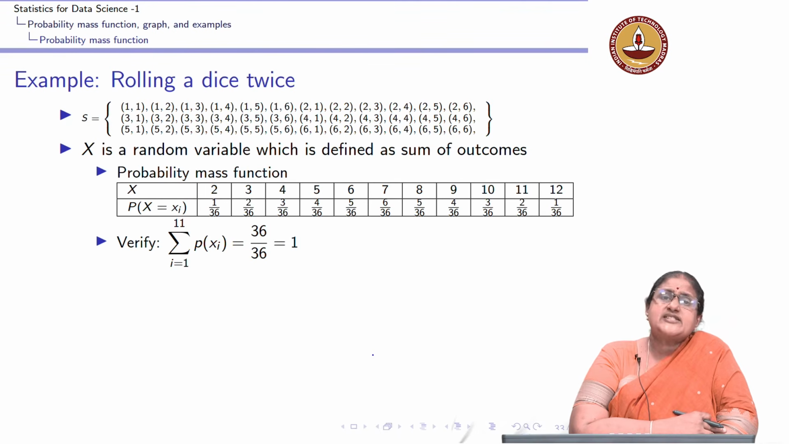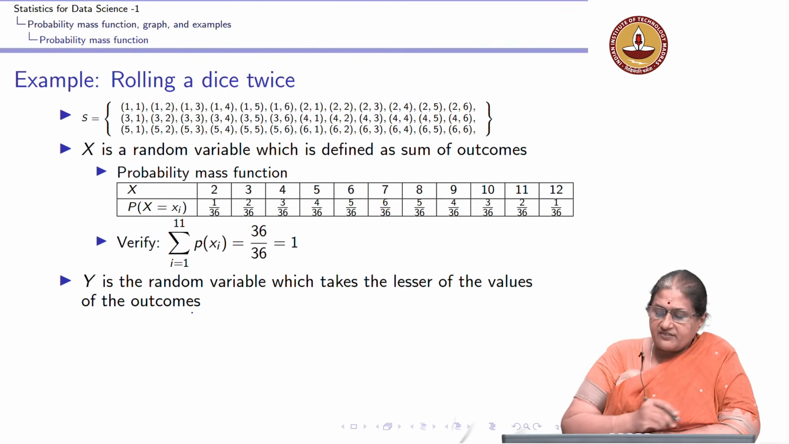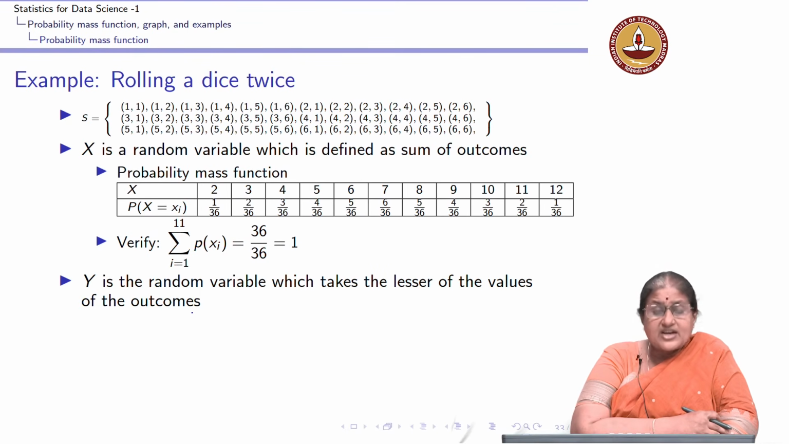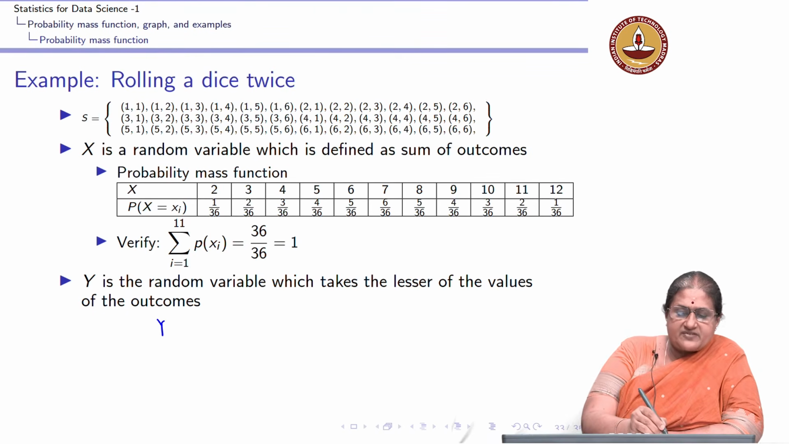Now, let's go to the second random variable which we defined. Again, we defined the second variable which takes the lesser of the values of the outcomes. So, again, I have y. Y takes the value 1 for these outcomes.